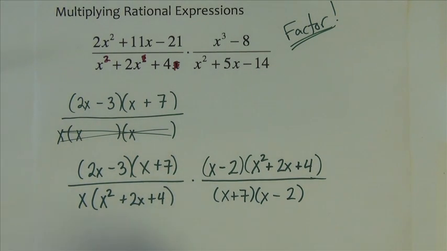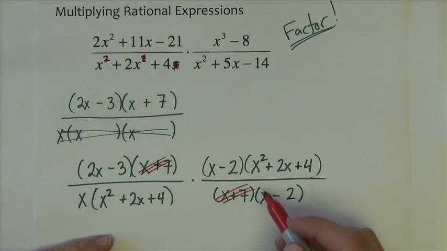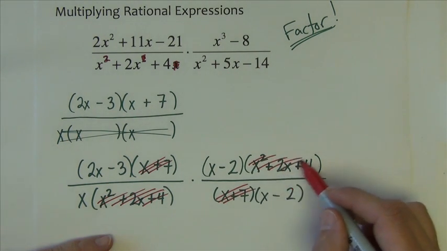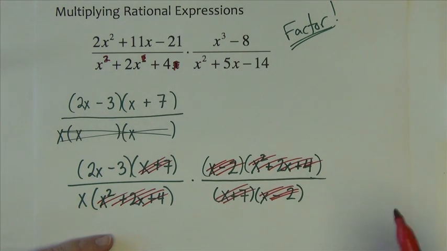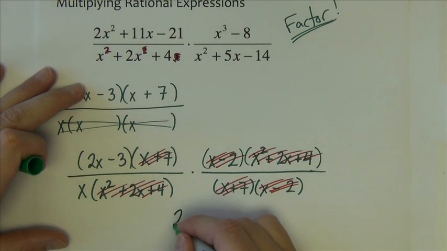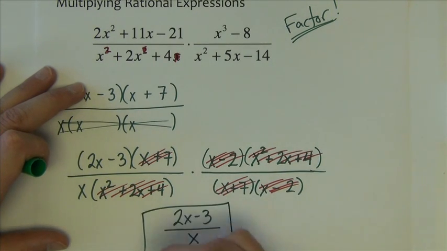Okay. Now, since we are multiplying together, anything that's common is going to cancel out. So x plus 7 and x plus 7 are out. X squared plus 2x plus 4, those are out. X minus 2, those are out. So my final answer is going to be 2x minus 3 over x.